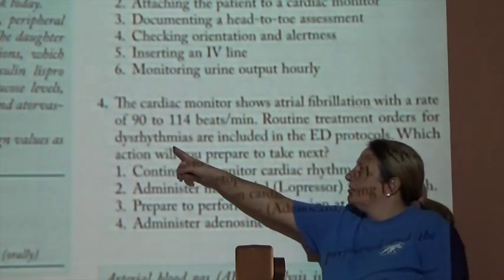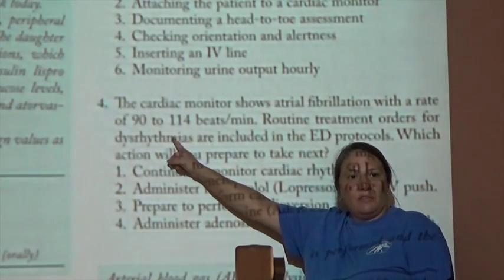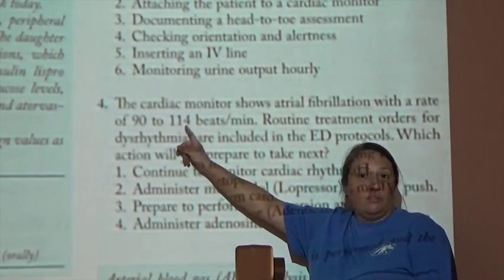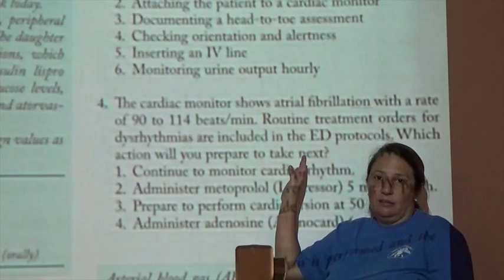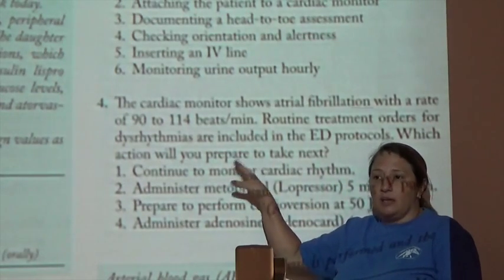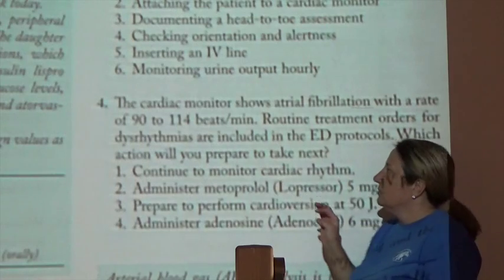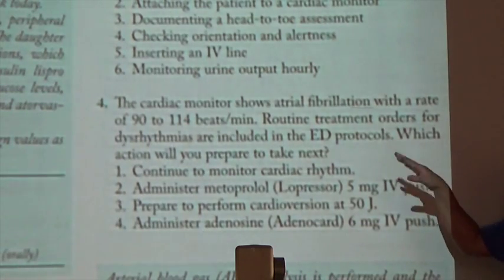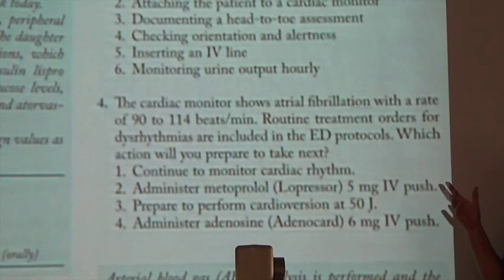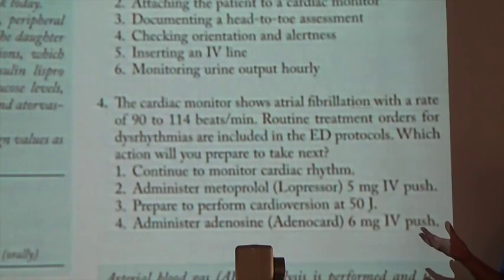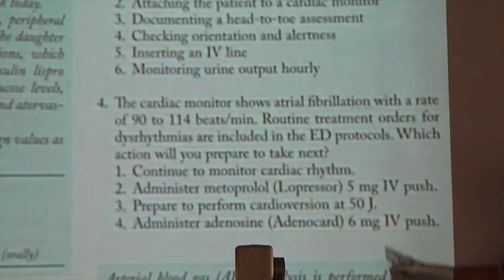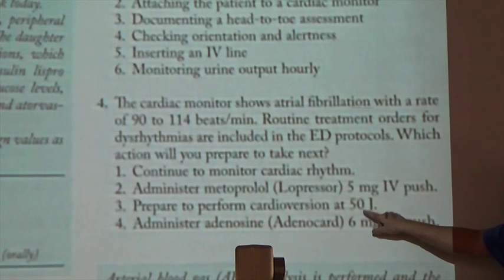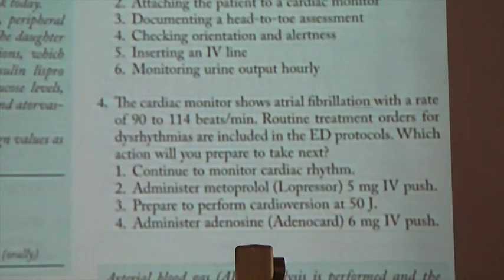Why? Because 90 to 114. Now, if this was like 140, 135, something up there, but it's bouncing around between 90 and 114. And most little old ladies with atrial fib, that's about what they are anyway. Now if they said 125 with a blood pressure of 82 or 50, then we need to do something, and then the choices would be different. But usually start off at 100 joules. So, continue to monitor. That one was tricky.